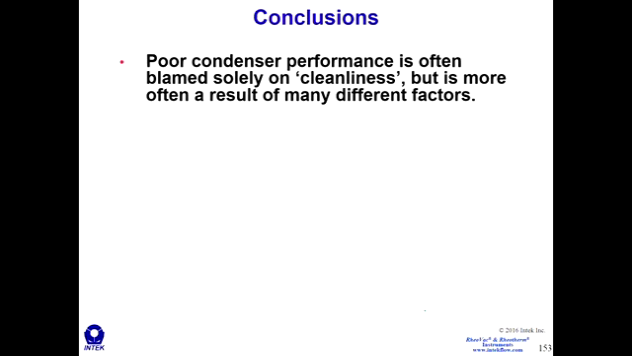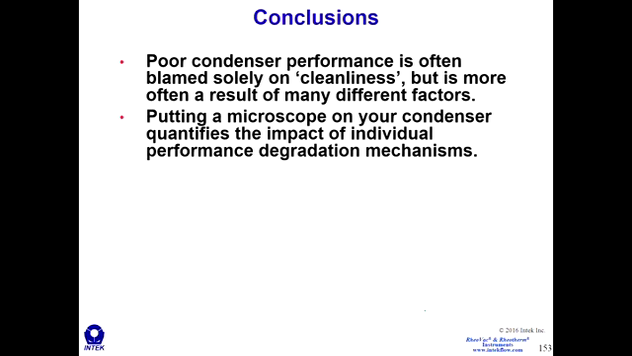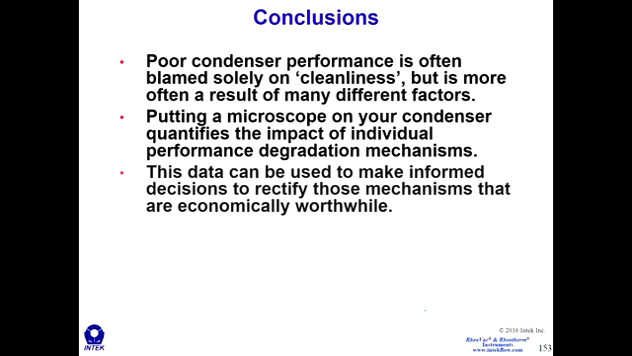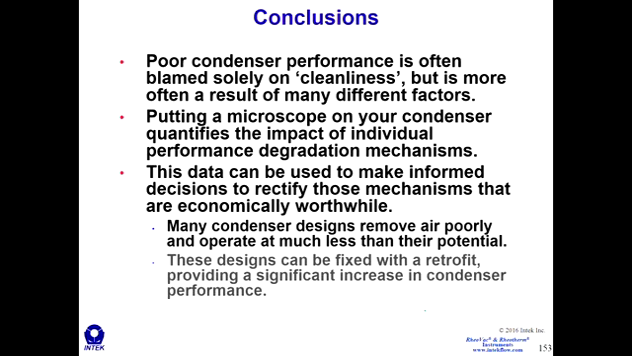So in conclusion, poor condenser performance is often blamed solely on cleanliness, but it's really often a result of many different factors. And what we call putting a microscope on your condenser, putting test grade measurements on the condenser, allows you to quantify the impact of individual performance degradation mechanisms. And that data can be used to make informed decisions, rectify those mechanisms that are economically viable, and allow you to go forward with your condenser maintenance programs.